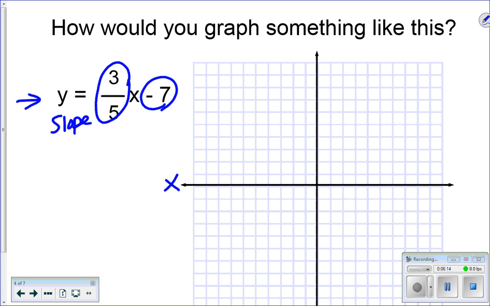On your graph, the first thing you're going to do is graph the y-intercept. So you told me the y-intercept was -7. So on this line, you are going to plot -7. 1, 2, 3, 4, 5, 6, 7. That's the y-intercept. That's the first thing you always do.